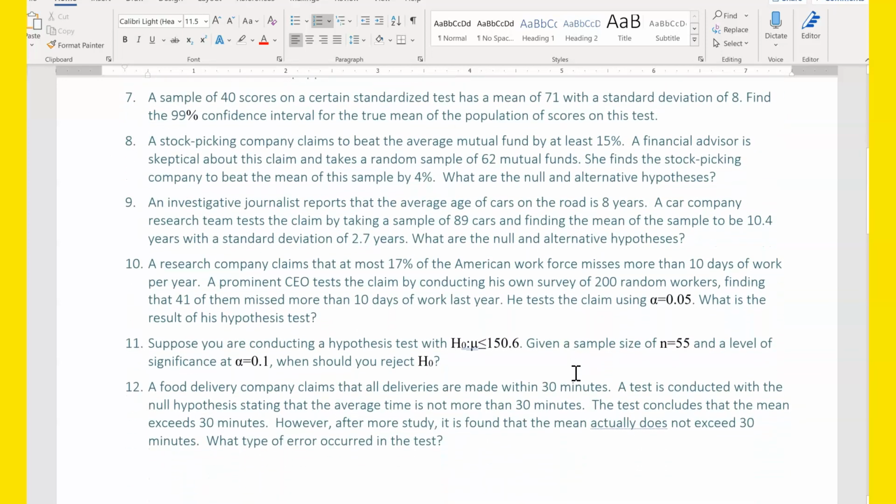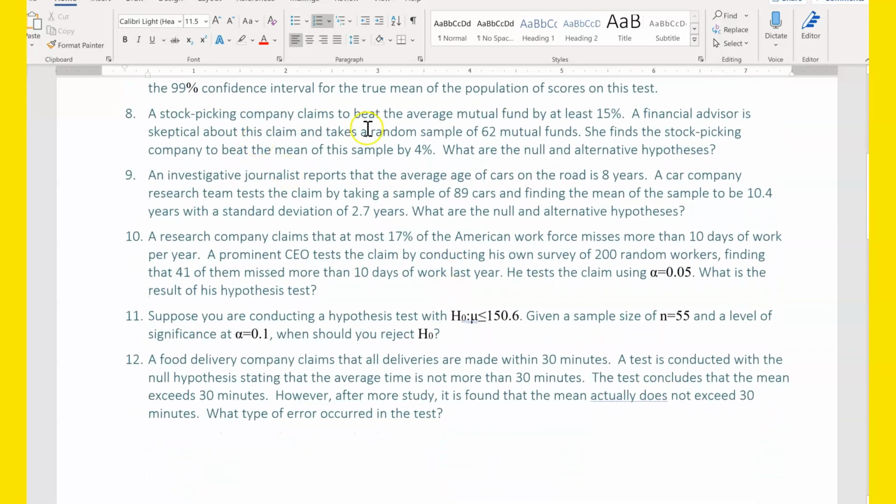Number 8. A stock picking company claims to beat the average mutual fund by at least 15%. A financial advisor is skeptical about this claim and takes a random sample of 62 mutual funds. She finds the stock picking company to beat the mean of this sample by 4%. What are the null and alternative hypotheses?